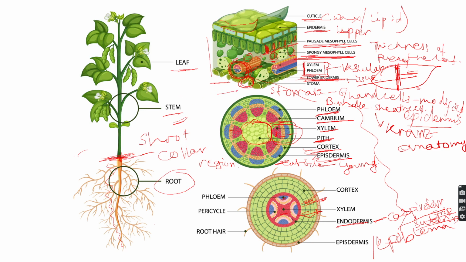In leaf there are a number of new things. We will go deeper into it, such as the structure of stomata, and also the mesophyll cells, bundle sheath cells, and other tissues.